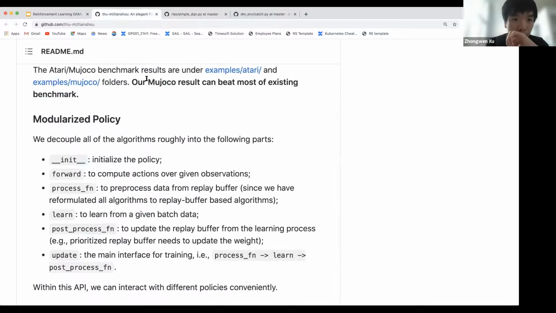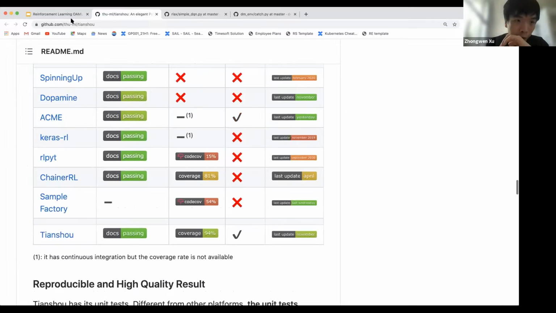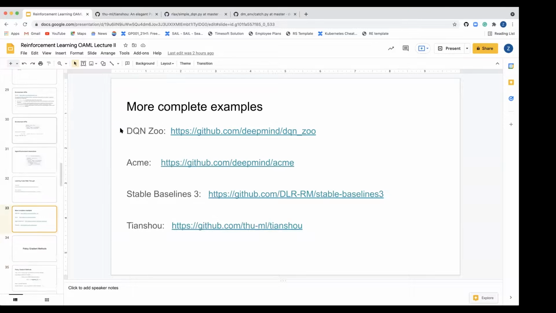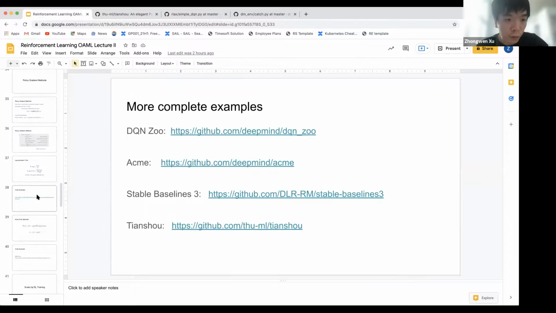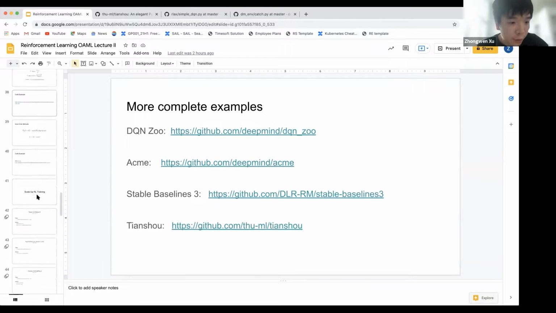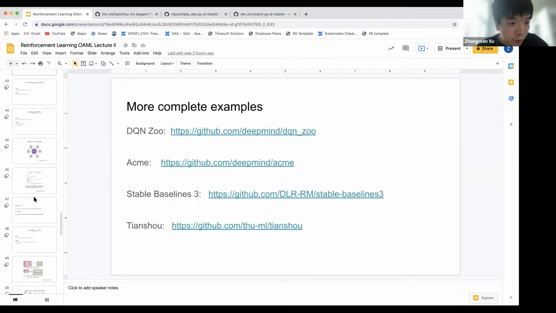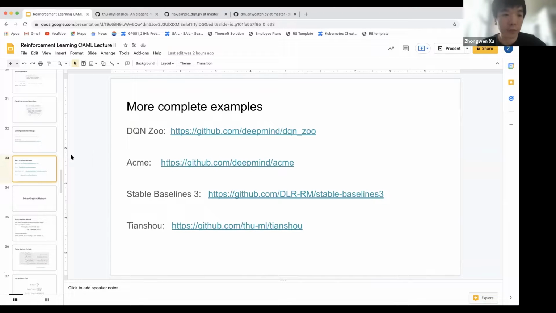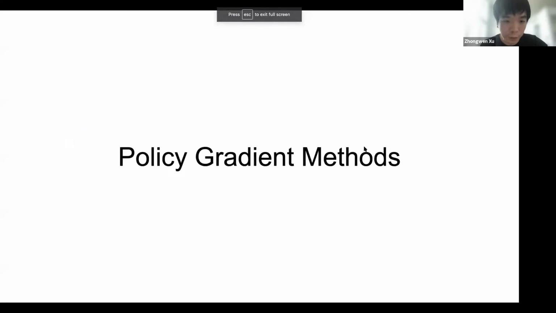Yeah, but I think, again, we provide different reference examples here. Some in JAX, some in PyTorch. You can choose whatever you are more familiar with. Thank you. Cool. Any other questions? Yeah, if not, I can continue a bit.